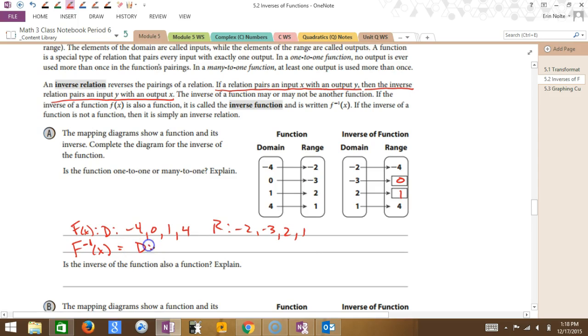What are the domain values of the inverse? -2. Yeah, so did you see that? Flip them around. Just flip them. -4, 0. Shocker, right? So if they ask you to list the domain and range, you just flip them from the original function.